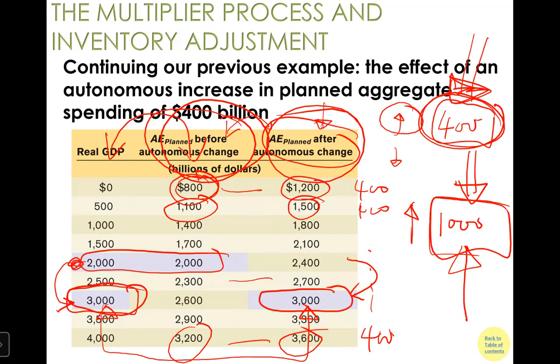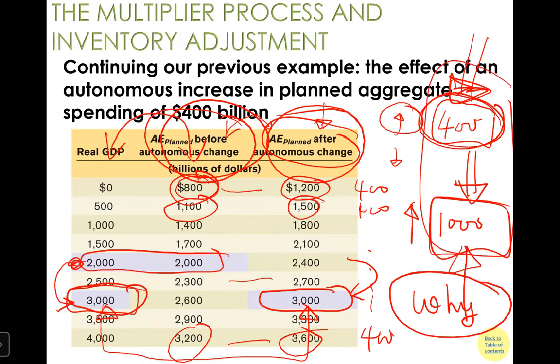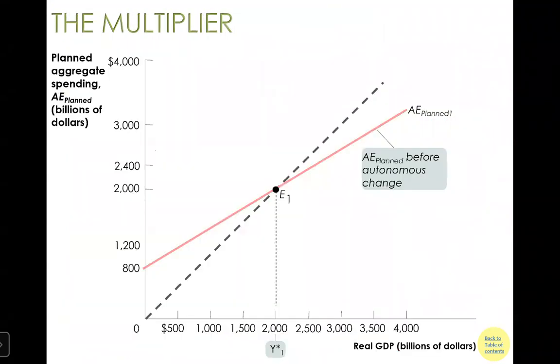Now we have additional questions. Why? Or what is behind the difference? Clearly, there's a magnifying impact, right? Your consumption increased by 400, but your real GDP increased by 1,000. So that's the third question. Before I give you the answer, we look at this diagram, so hopefully we see some clues.